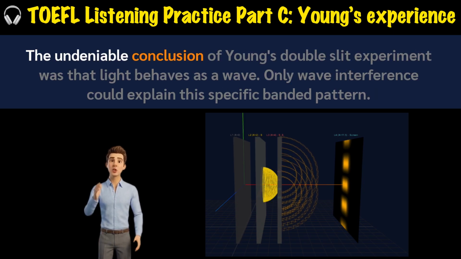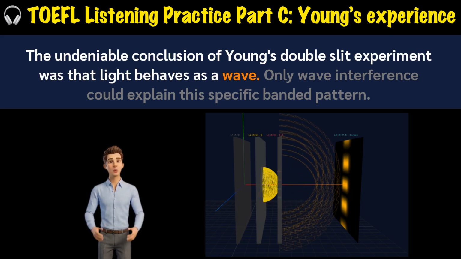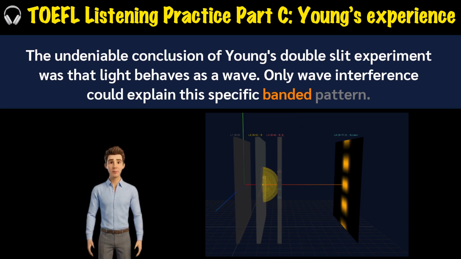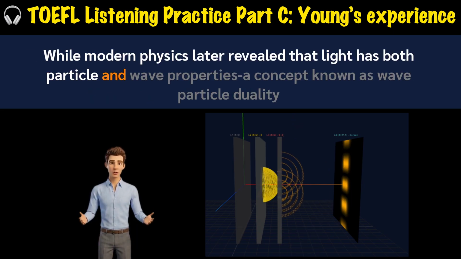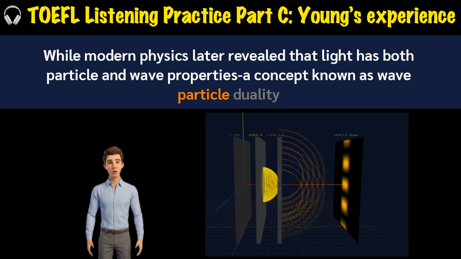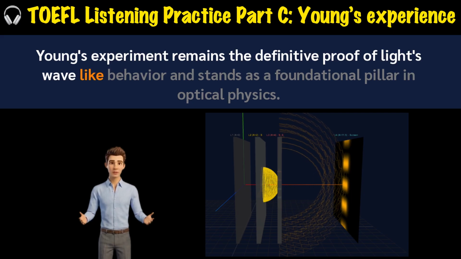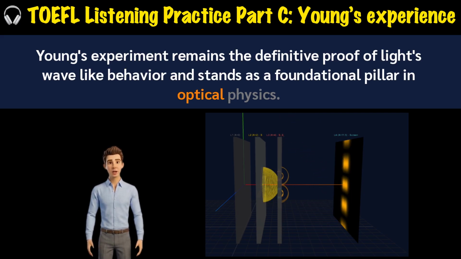The undeniable conclusion of Young's double-slit experiment was that light behaves as a wave. Only wave interference could explain this specific banded pattern. While modern physics later revealed that light has both particle and wave properties, a concept known as wave-particle duality, Young's experiment remains the definitive proof of light's wave-like behavior and stands as a foundational pillar in optical physics.